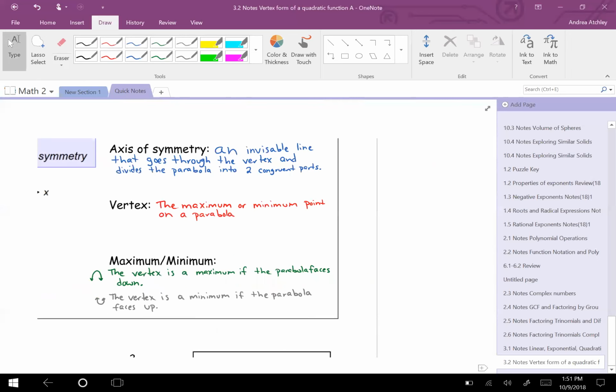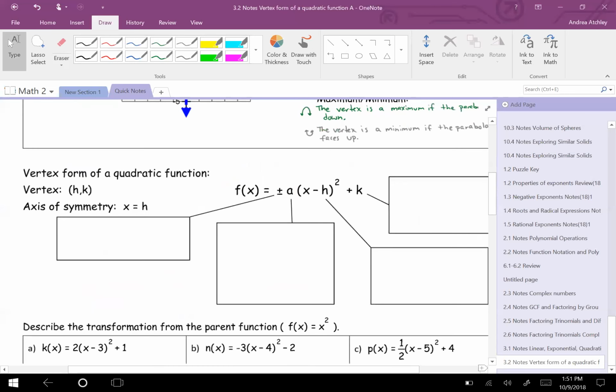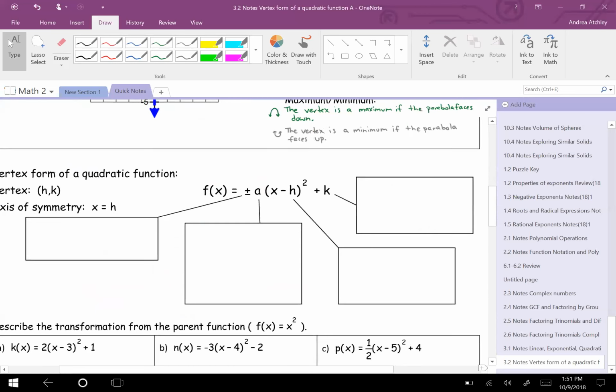Okay, then we have to describe the transformations. You might have seen this last year with a linear or exponential, and again, some of you did the quadratic. Okay. So vertex form of a quadratic is f of x equals plus or minus a times the quantity of x minus h squared plus k. The vertex is your (h, k), and the axis of symmetry is x equals h.